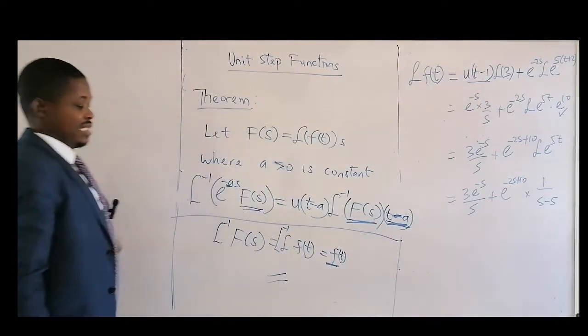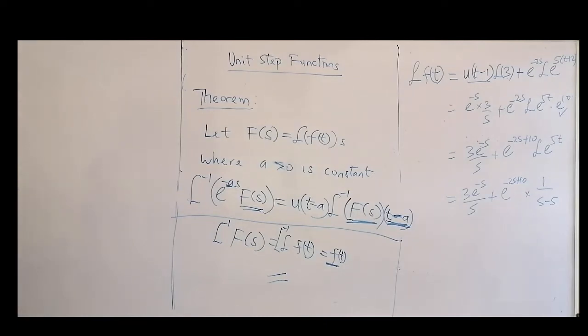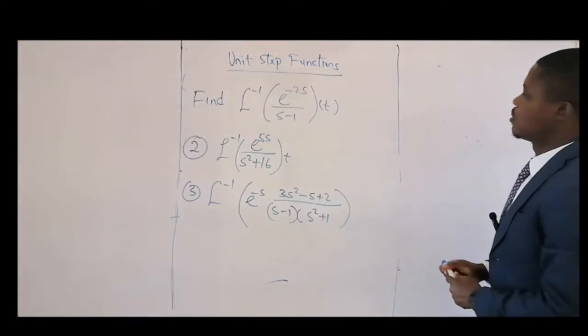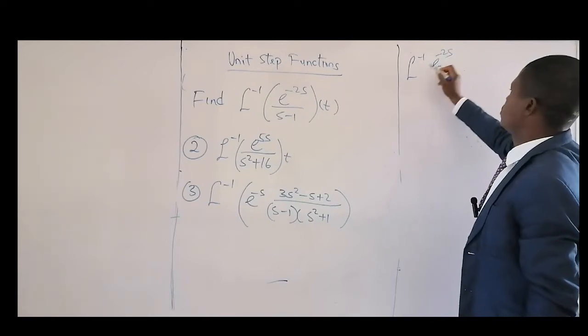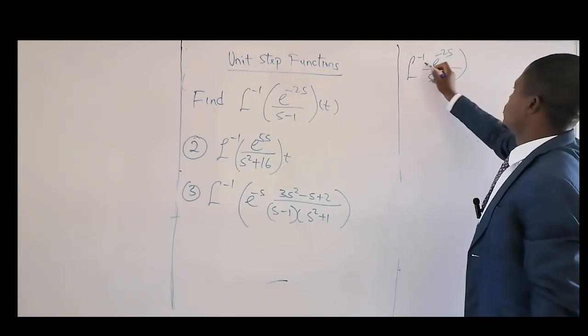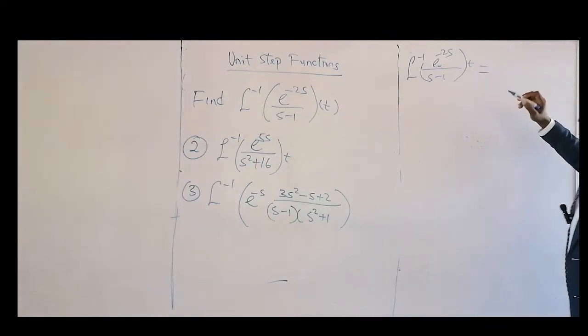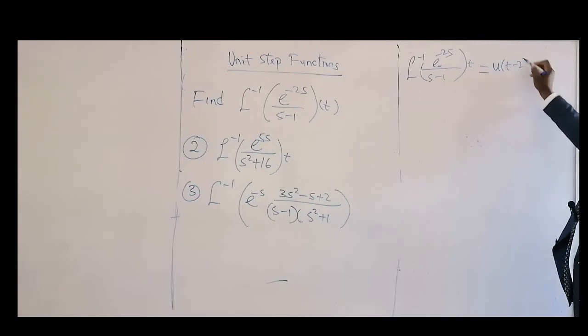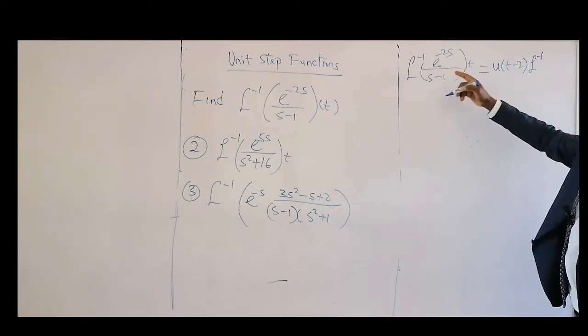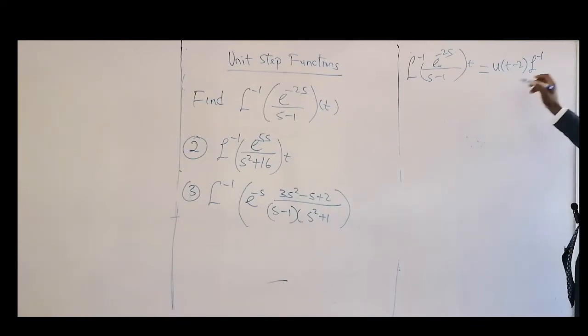And that's what we are saying in that case. Okay, we're going to look at questions now for the applications. Number one will be equal to the inverse of e to the minus 2s over s minus 1. Okay, t. So this will be equal to the unit step function u of t minus 2. Then the inverse of 1 over s minus 1.